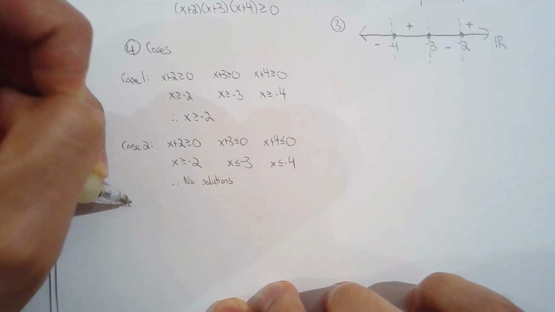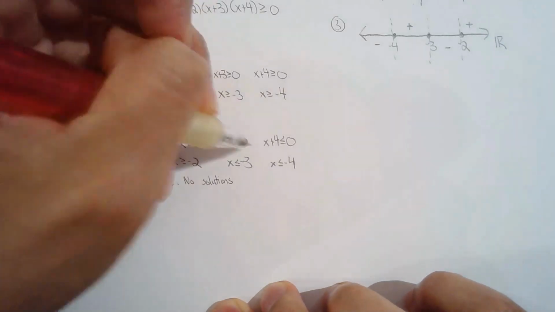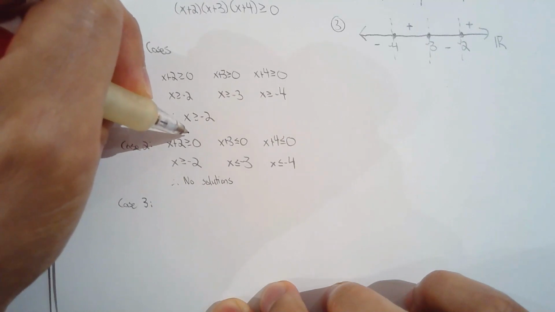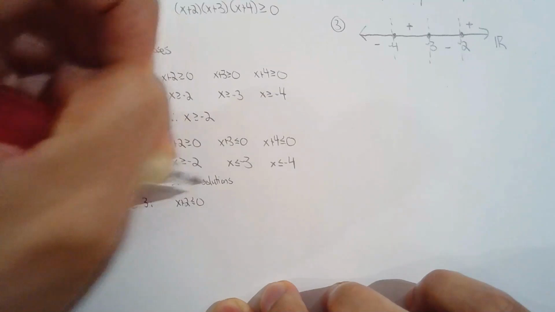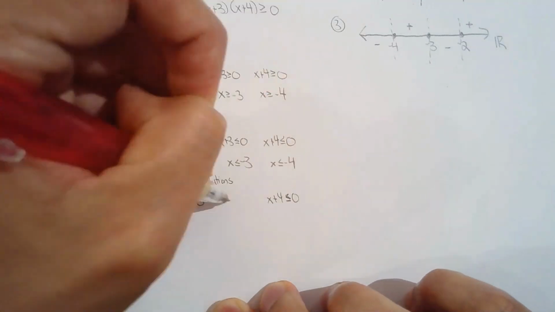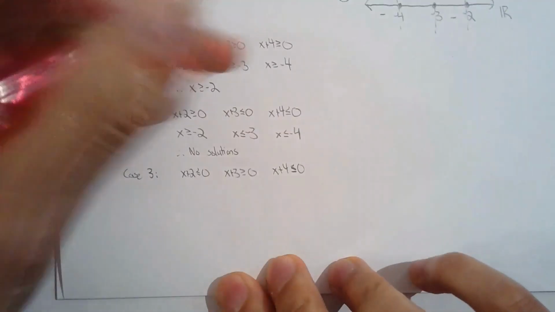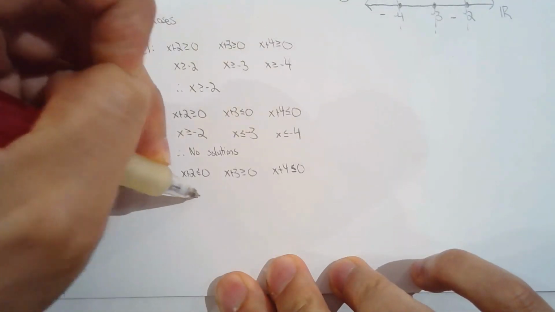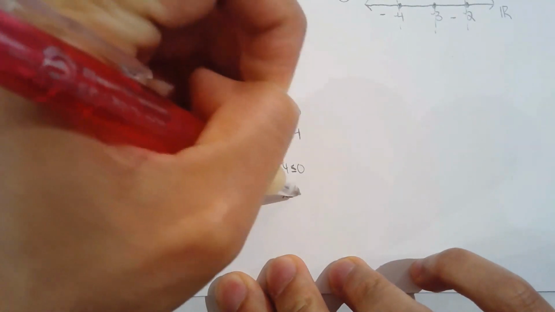How about case 3? So what did I say? Case 3, we're going to make the first and third factor negative. X plus 2 is less than or equal to 0. X plus 4 is less than or equal to 0, but x plus 3 will be greater than or equal to 0. Okay, let's try it now. X is less than or equal to negative 2, x is greater than or equal to negative 3, x is less than or equal to negative 4.